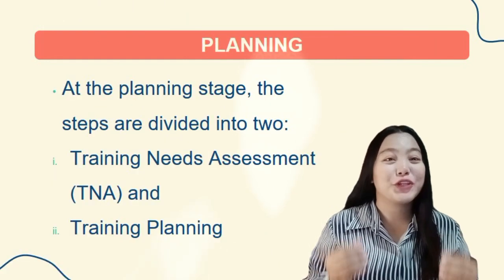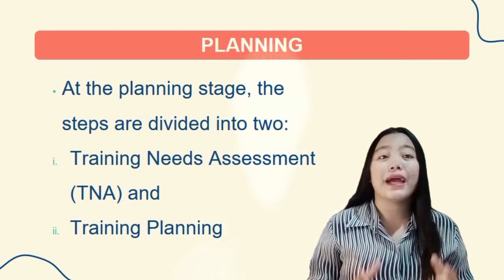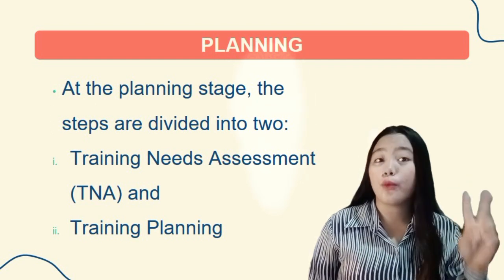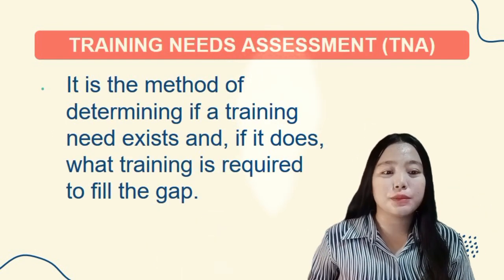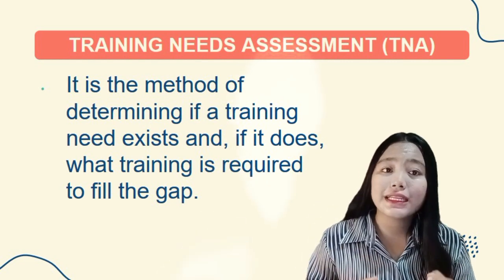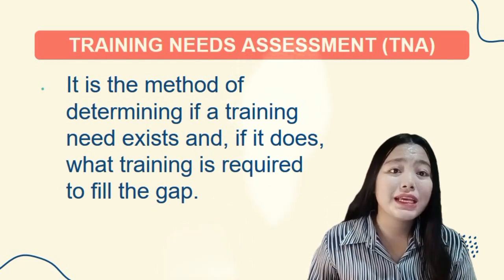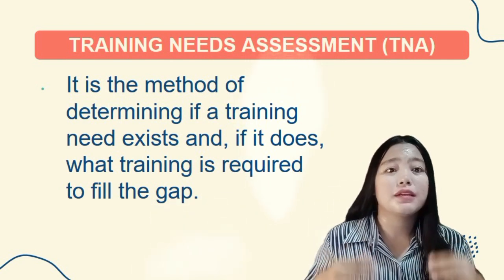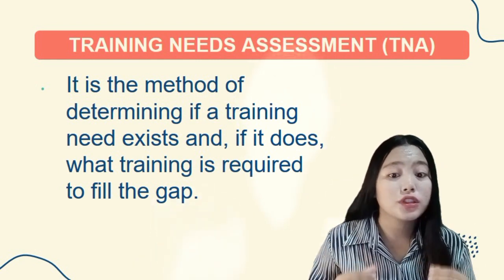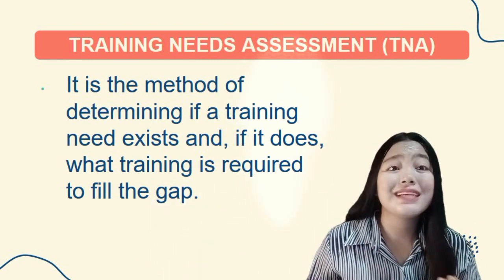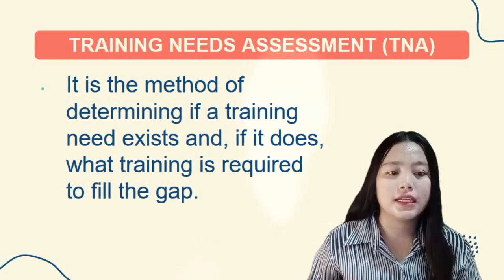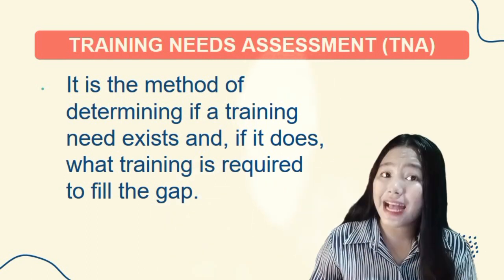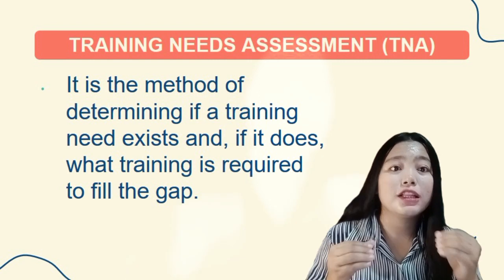Planning is the first step of the training management cycle. The planning stage is divided into two parts. The first one is the training needs assessment, or the TNA, and the second one is the training planning. Training needs assessment is the method of determining if a training need exists, and if it does, what training is required to fill the gap. As we design a training, the bottom line is that most organizations or the community's social workers design a training when they see a need. As there's a need, as there is a gap between the present status and the desired status that may indicate problems that, in turn, can be translated into a training need.